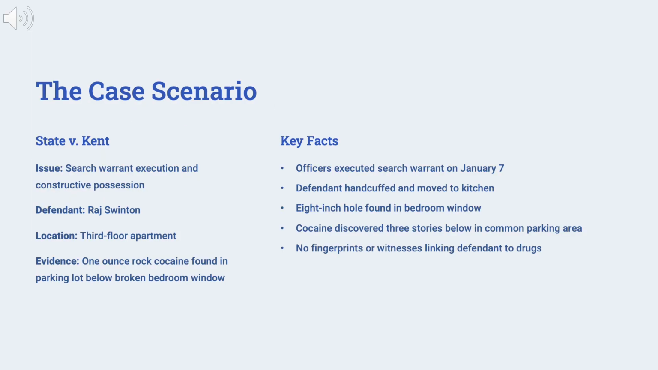The case study for Chapter 17 is State versus Kent, a criminal matter involving the defendant Raj Swinton. Officers executed a search warrant on January 7th at a third-floor apartment. Upon entry, Swinton was handcuffed and moved to the kitchen while officers searched the bedroom. In the bedroom, officers discovered an 8-inch hole in the window. 3 floors below, in the common parking area beneath that window, officers found 1 ounce of rock cocaine.